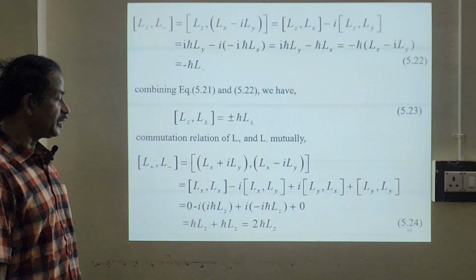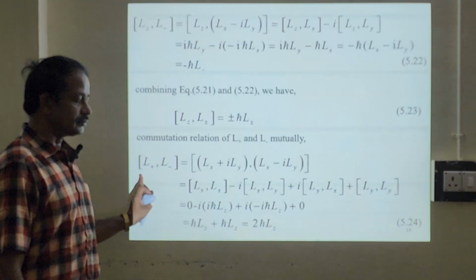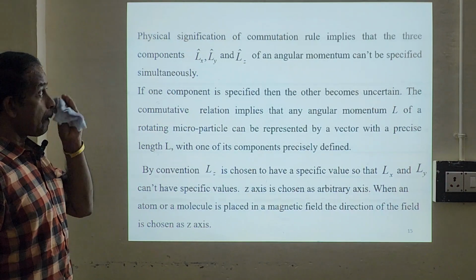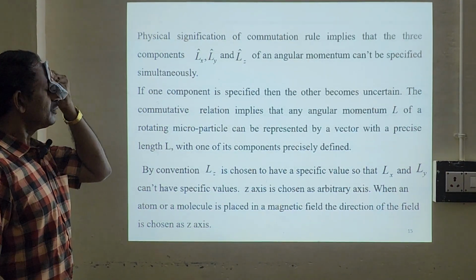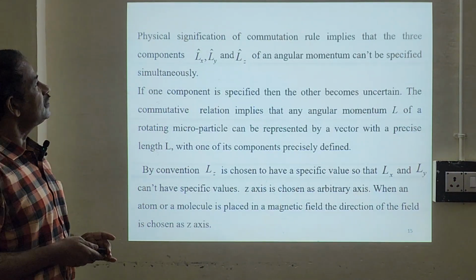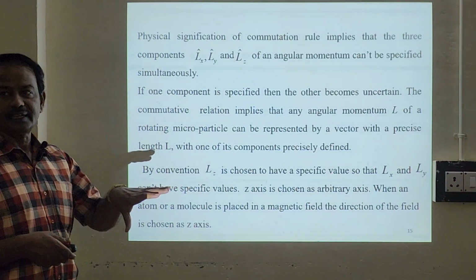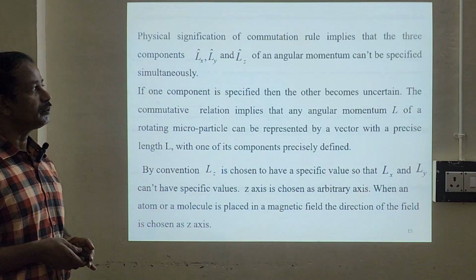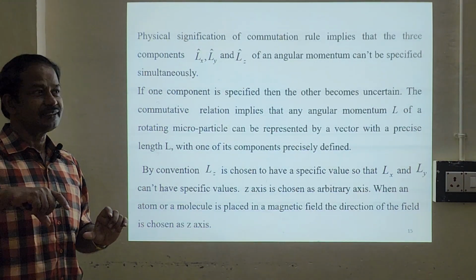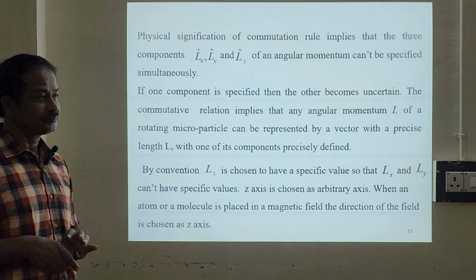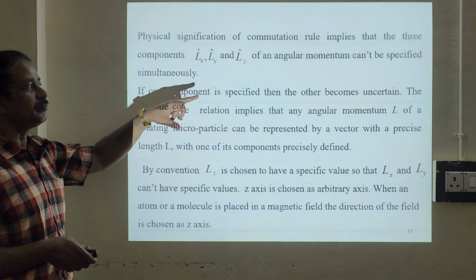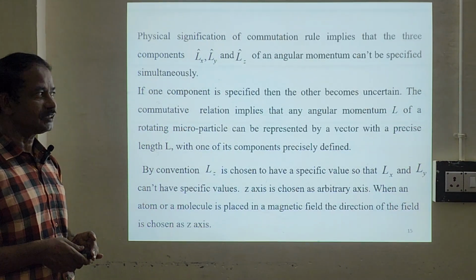So both the terms can be added. We'll have 2ħ Lz. Okay, L plus L minus will give you 2ħ Lz. So that's all, we have come to the conclusion. The physical significance of the commutation rule implies that the three components Lx, Ly, Lz of an angular momentum cannot be specified simultaneously. If one component is specified, then the other becomes uncertain. So you have to follow the uncertainty rule.